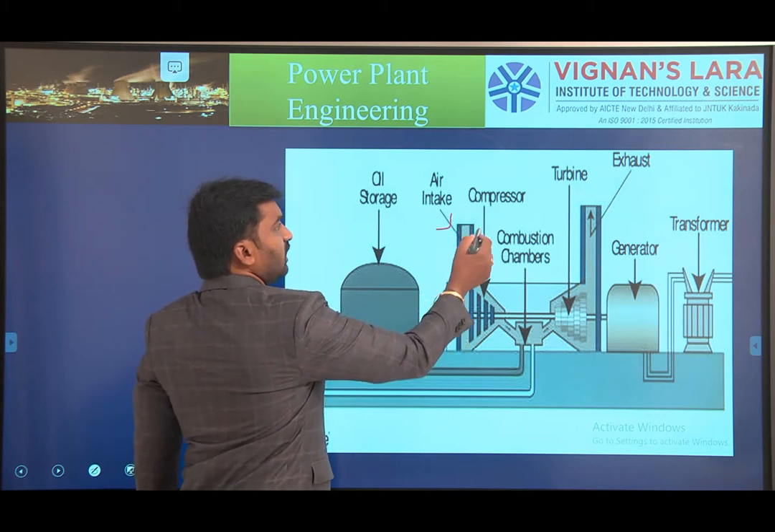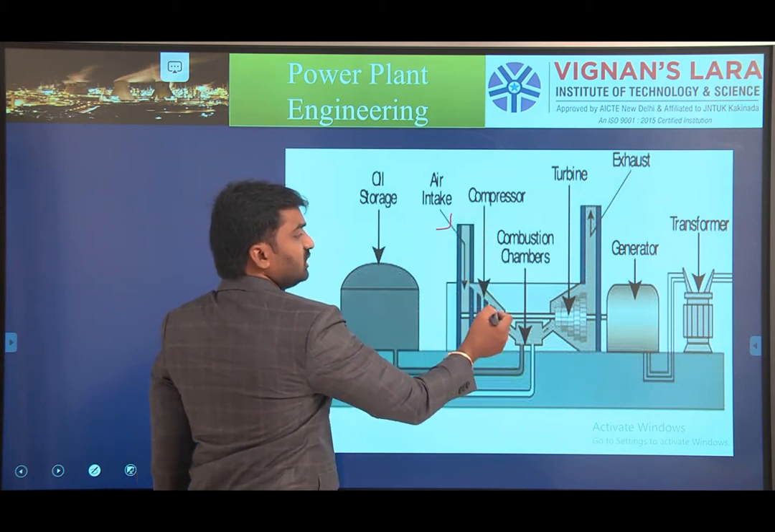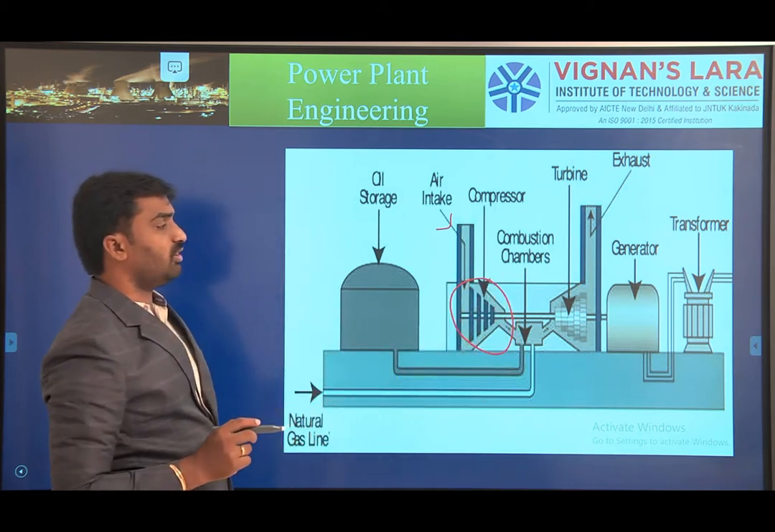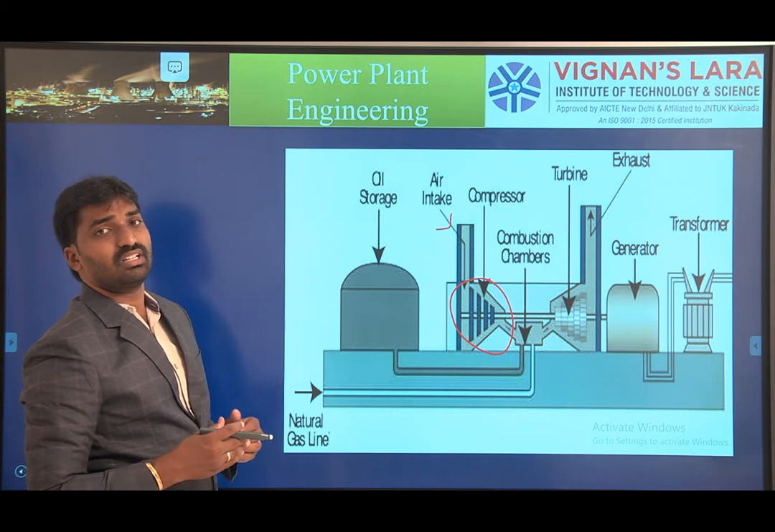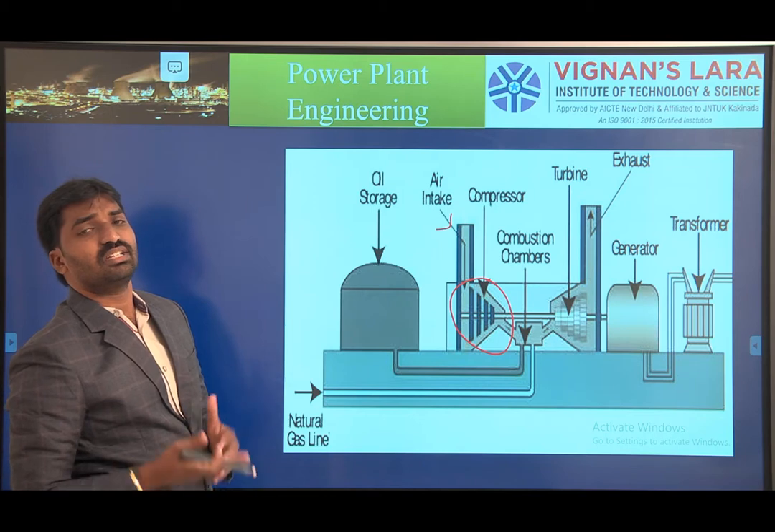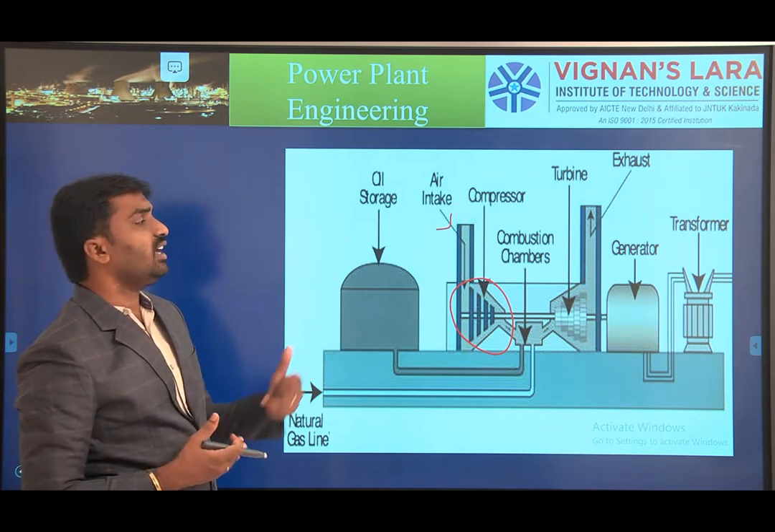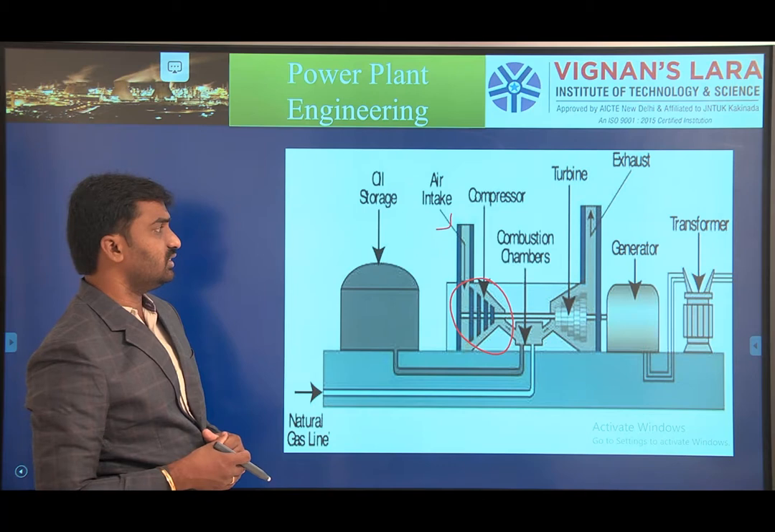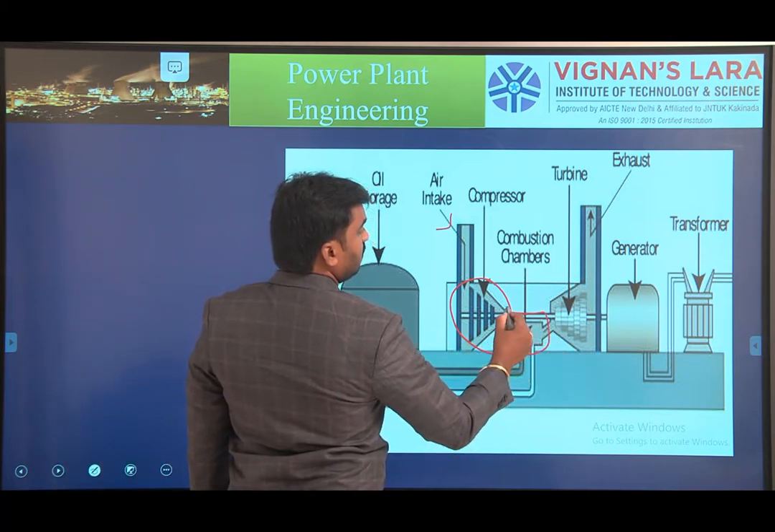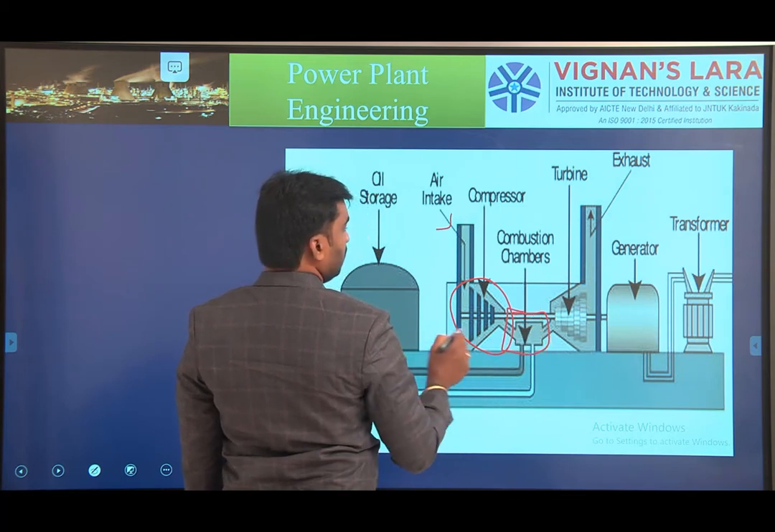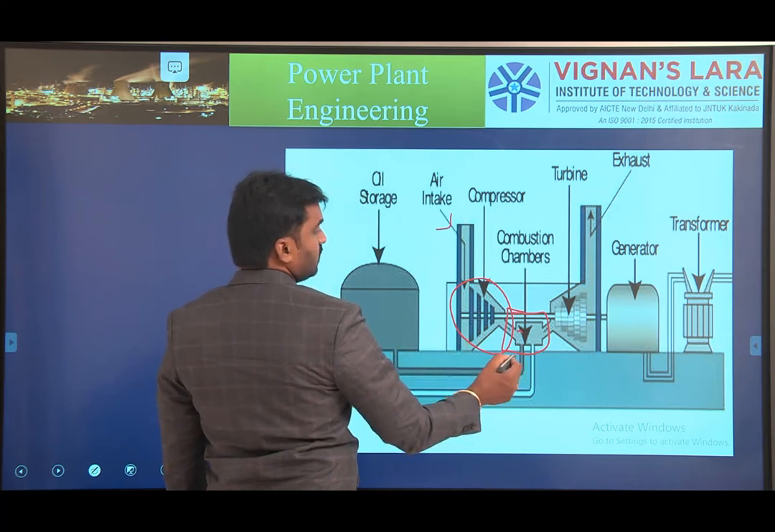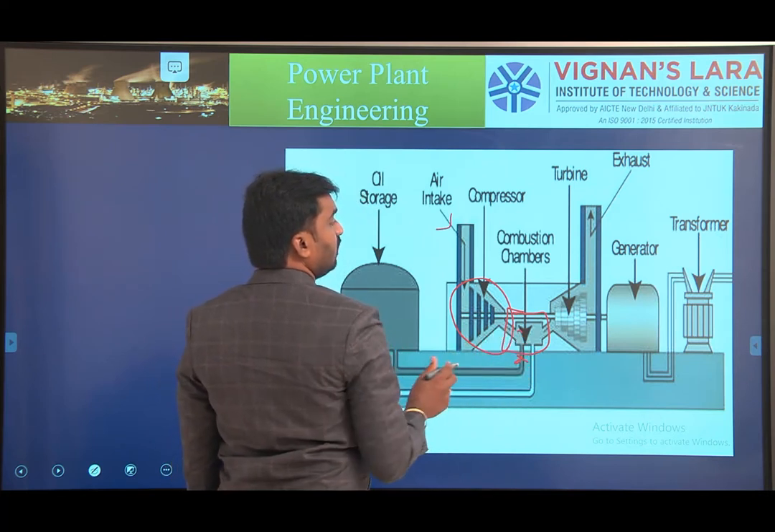Okay, and later we need to do the compression process. So this is the compressor part. What is the functioning of a compressor? The compressor compresses the air properly. In a compressor, it raises the pressure and temperature of the intake air. After the compression process, the air is sent to the combustion chamber. So this is the combustion chamber, and compressed air enters the combustion chamber. In the same way, storage oil also enters the combustion chamber.